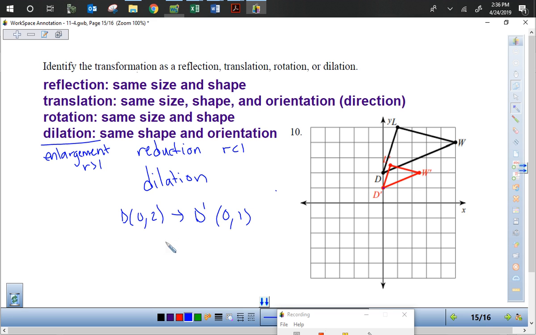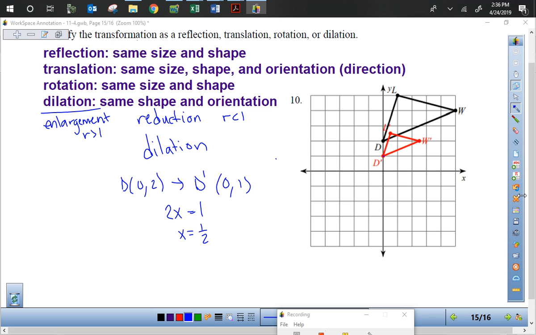You can find that by saying 2x equals 1, just like we did with our first couple problems. Well, you'll notice if we divide by 2, x is 1/2. So when we take 2 times 1/2, or take half of 2, that's 1. Now, in general, this should work for all these points. I just want you to test it for at least one more to make sure you did your math right.